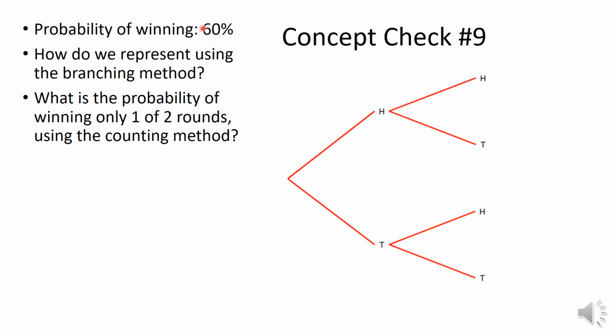Actually, don't worry about that right now. Just know that this probability or this percentage simplifies to 3 over 5.